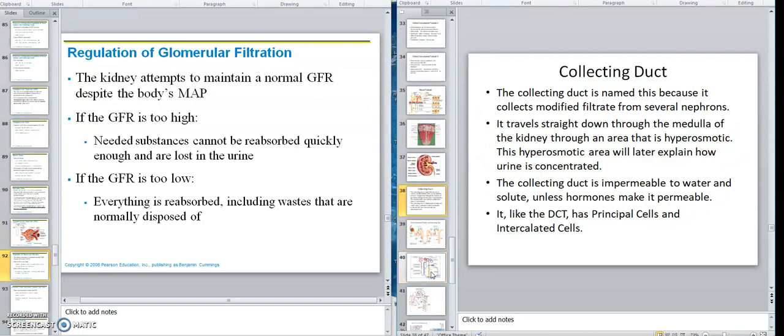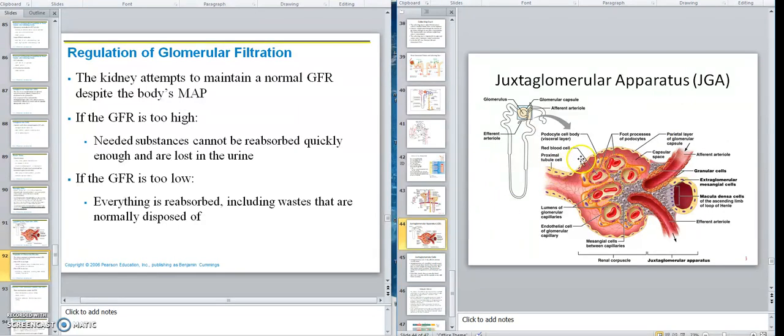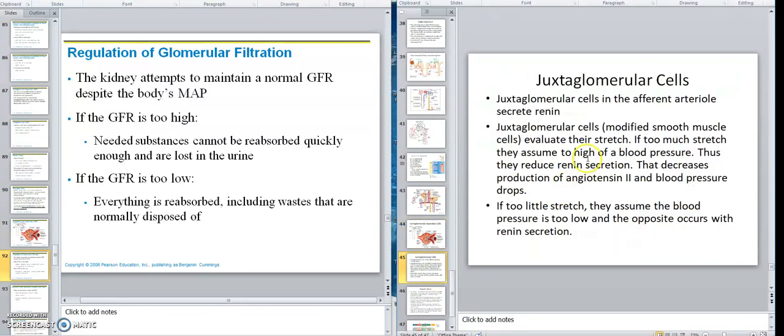The juxtaglomerular apparatus is made up of two cells. The juxtaglomerular cells that we said were in the walls of the afferent arteriole in most people, some the efferent, some both. But anyway, getting to the juxtaglomerular cells in there, they secrete renin. That renin we've been talking about, that's where it's secreted by the juxtaglomerular cells.